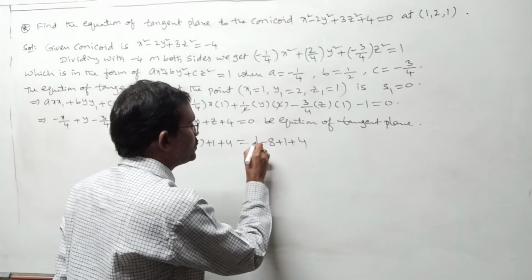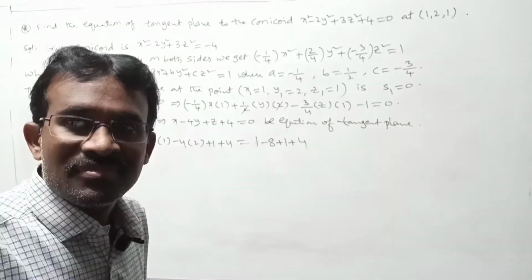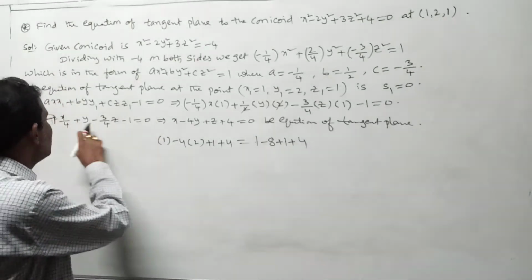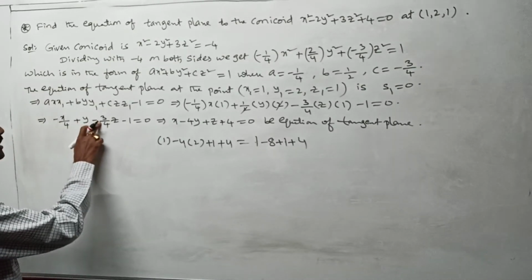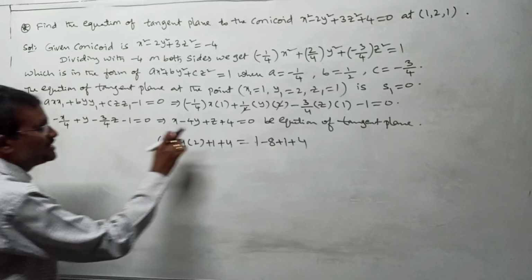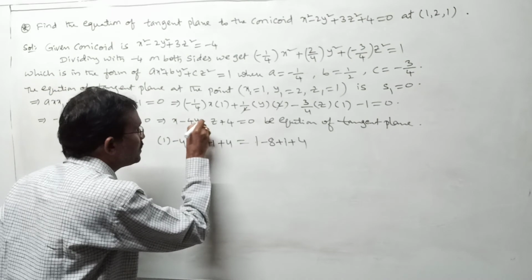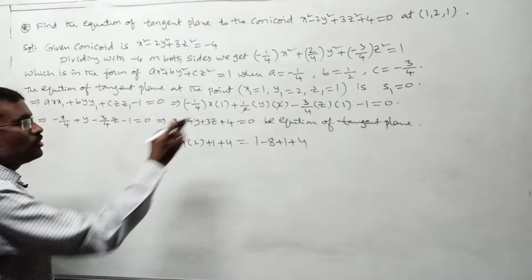4, 5, 6, 7, 8. 2 should be there. Wait 1 minute. Yes, once see here. Actually here we are multiplying with minus 4. This is x. This is minus 4y minus 3z. Instead, minus into minus becomes plus, so here it should be plus 3z. I am writing simply z. Now plus 4 equal to 0.